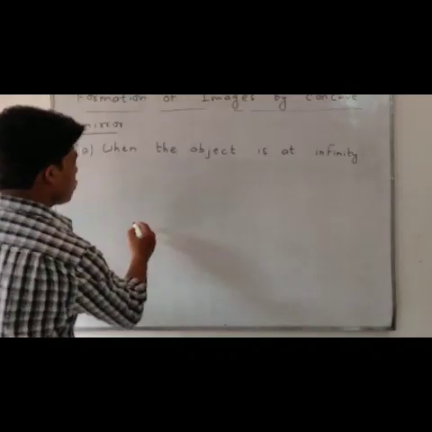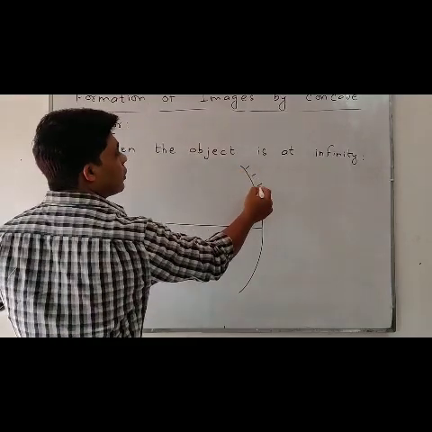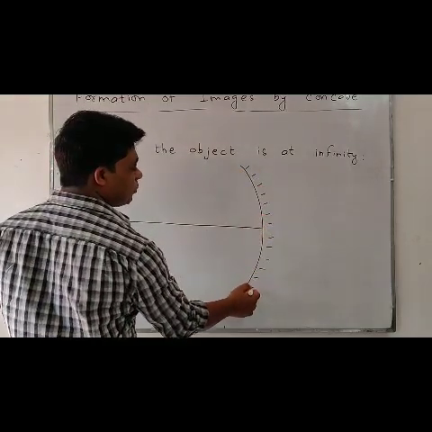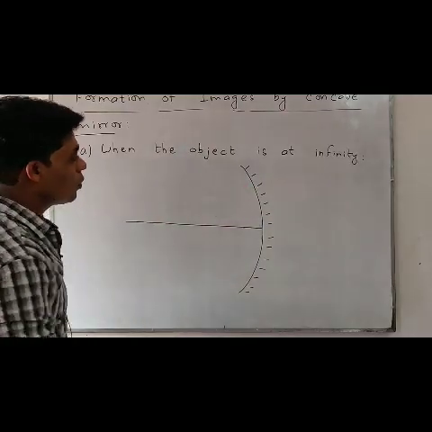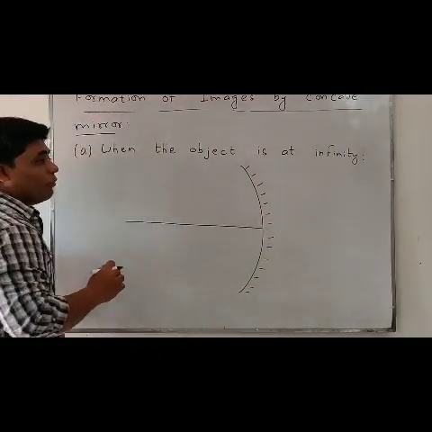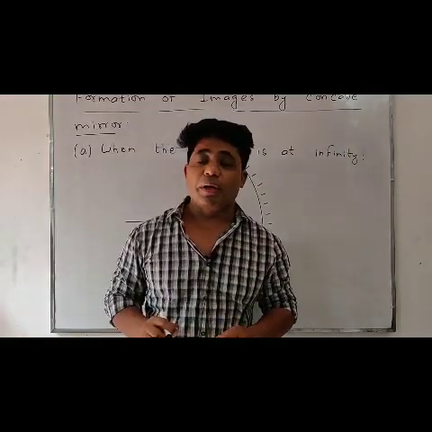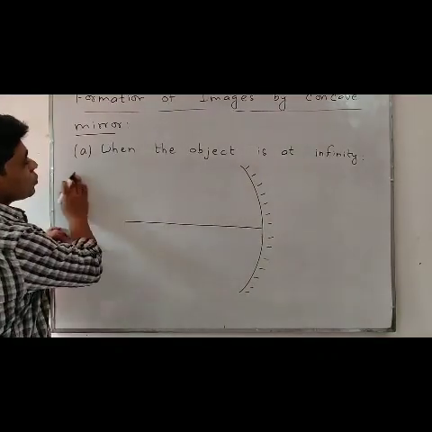Okay, look students, first of all I'm going to make a concave mirror. Look, this is the opaque surface painted by sodium bromide, and that is the reflecting surface. This is a concave mirror. Okay, look, whenever the object is placed at infinity, parallel light beams come from that object.